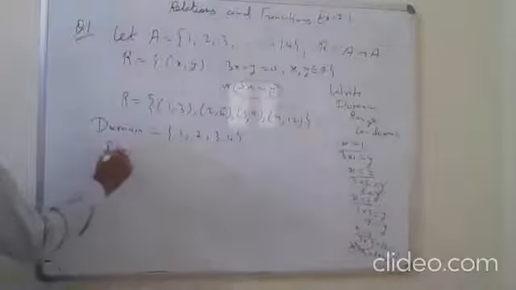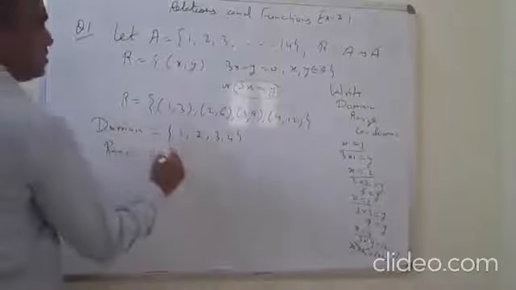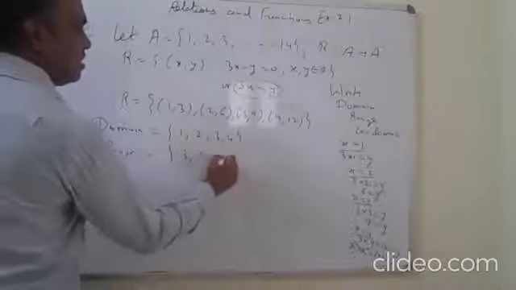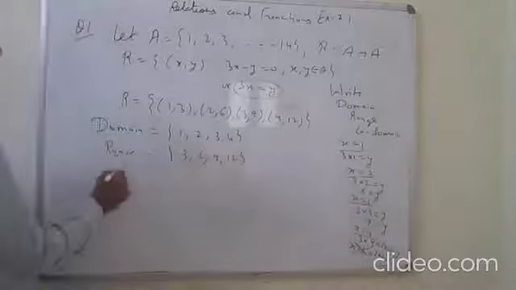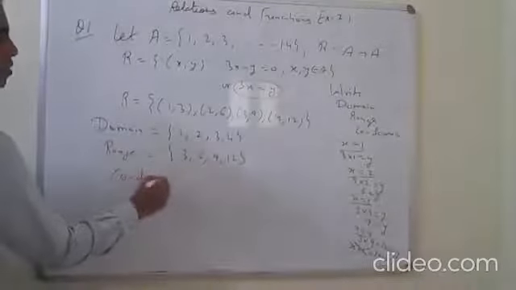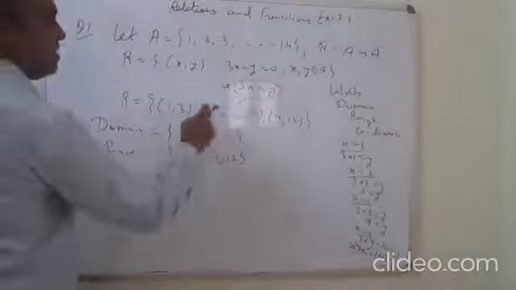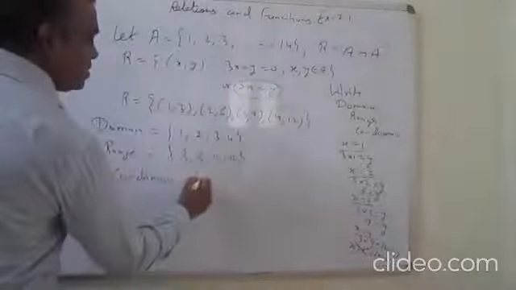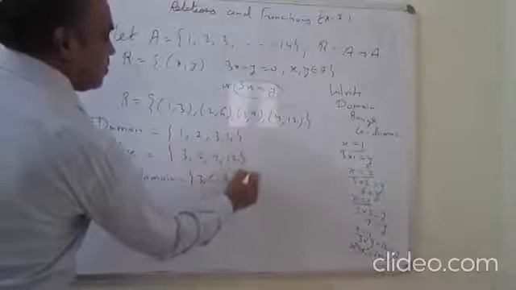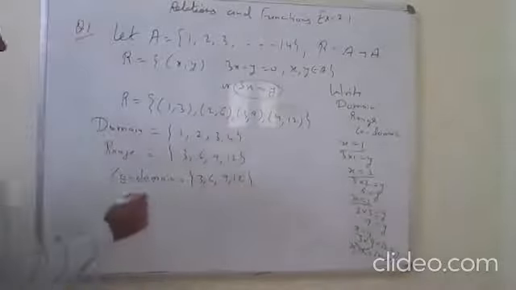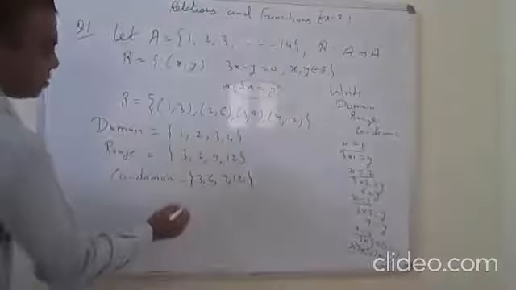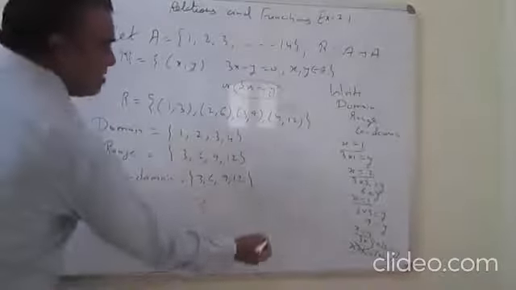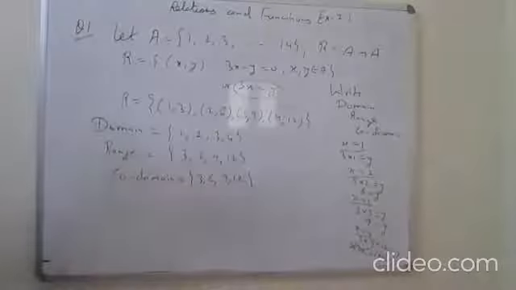What is range? Second elements 3, 6, 9, 12. Now what is codomain? Codomain is the second set. What is the second set? Second set is same 3, 6, 9, 12. So this you can represent by, this is also set A and this is also set A. So this is the question number 1. Now I will solve question number 2.